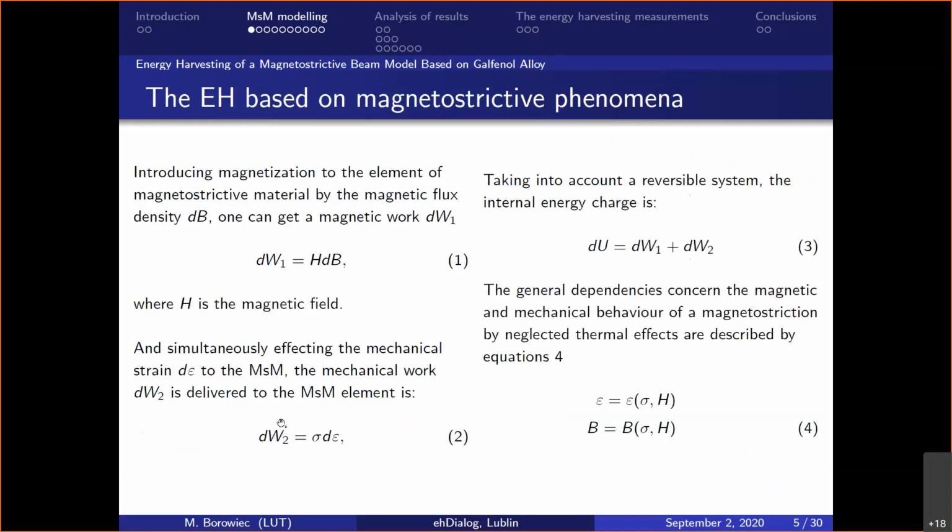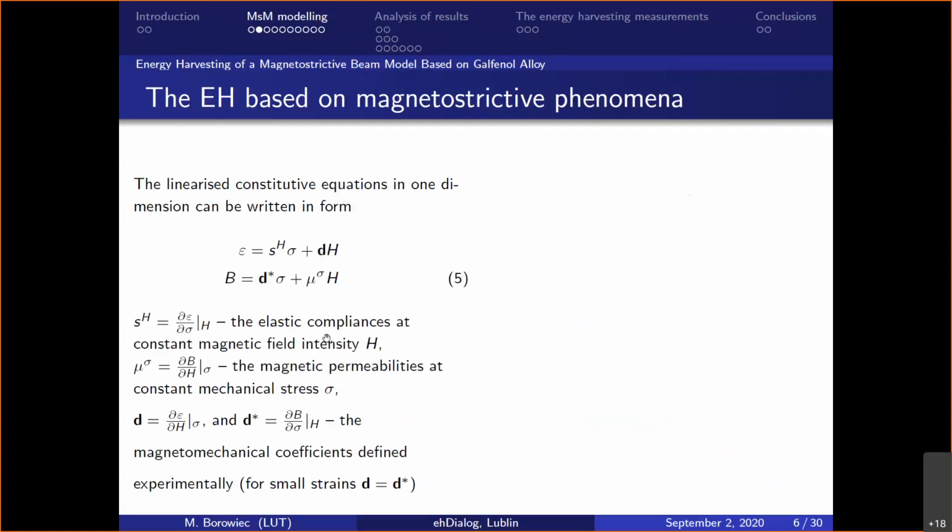And taking into account the reversible system, the internal energy change equals both of them, and the general dependencies concern the magnetic and mechanical behavior of the magnetostriction. Of course, we have to neglect here the thermal effects. They are described by the constitutive equation, which is shown by equation 4, and in more detail in equation 5. Okay, this is a well-known formula, so maybe I will skip this explanation.